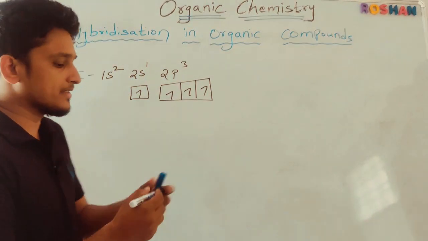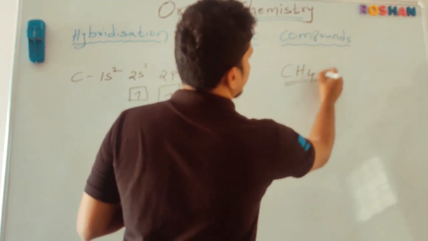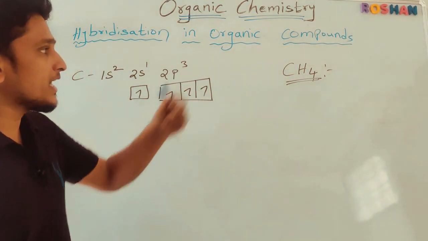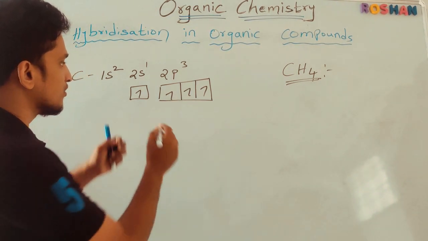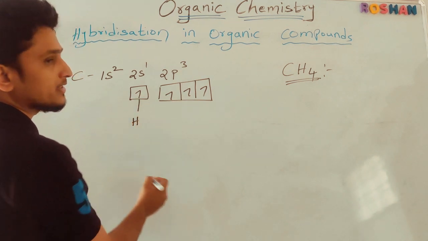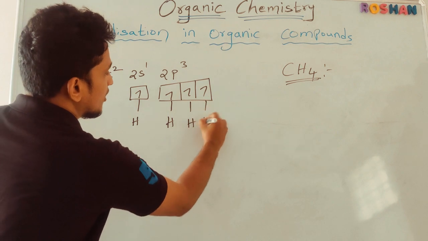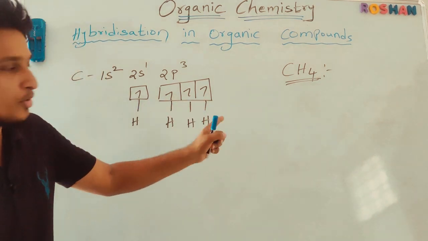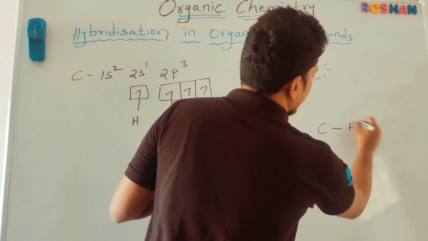The example compound is methane, CH4. Yes or no? So how many hydrogens are there, students? In methane there are 4 hydrogen atoms. So there are 4 electrons. Each electron bonds with an electron of hydrogen. So in total, how many bonds will form? Methane will form how many bonds in total? Total 4 bonds, and all the 4 bonds in methane are sigma bonds.